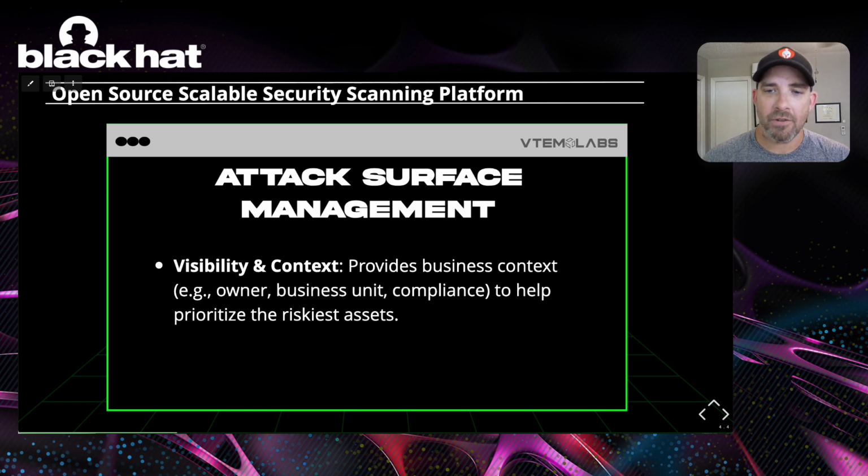Another thing attack surface management provides is visibility and context, okay? This should help get a full context of your external attack surface. Technically, you can apply ASM for internal as well, but for the majority of this talk, we're just going to be focused on the external. This can help provide business context and other things, where you're just focusing on the most important things to your organization or to your external attack surface.